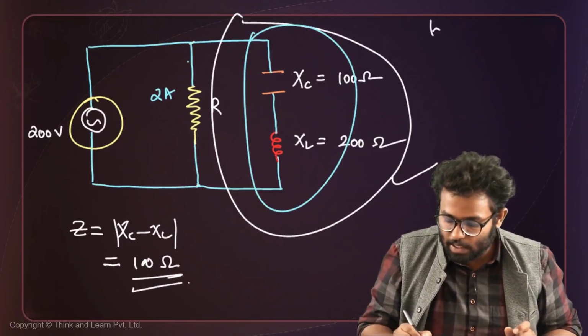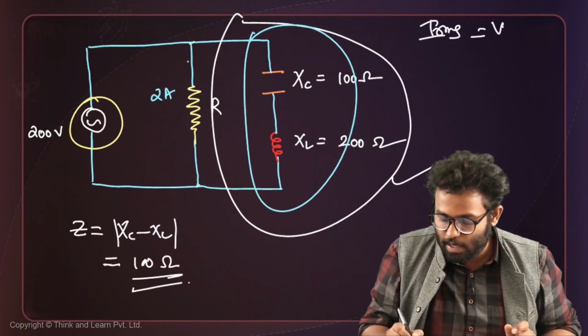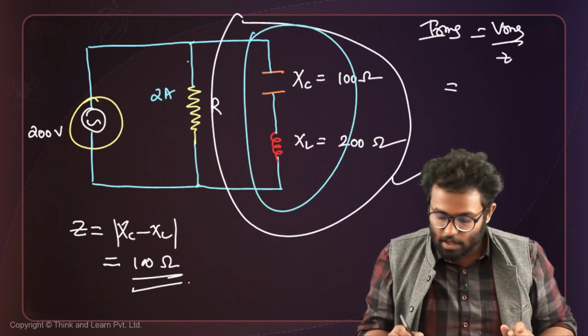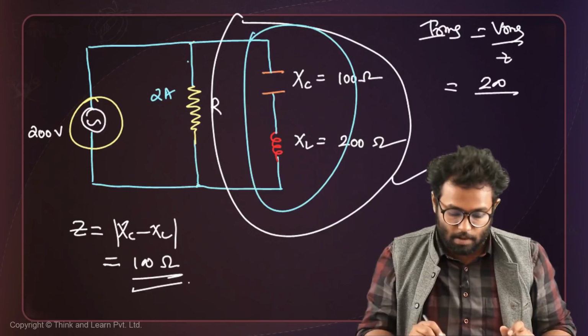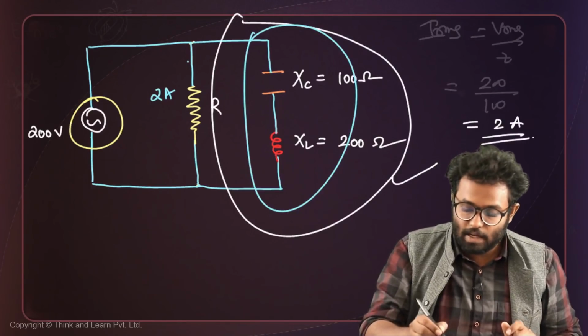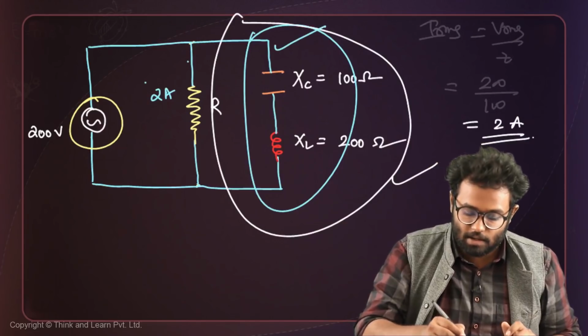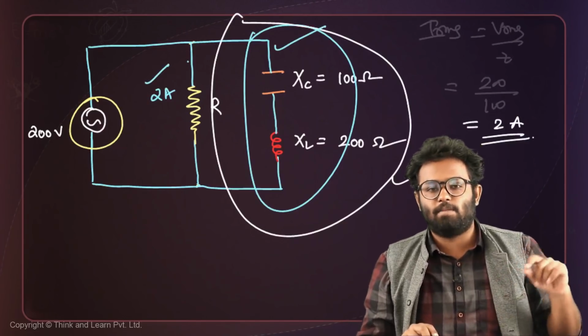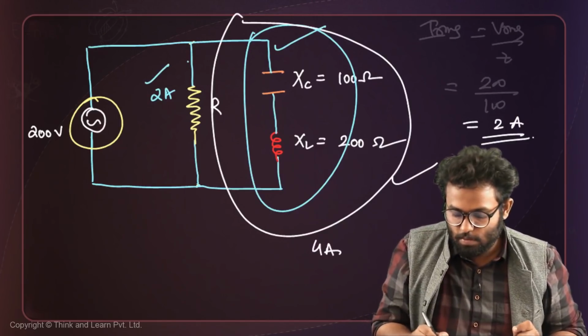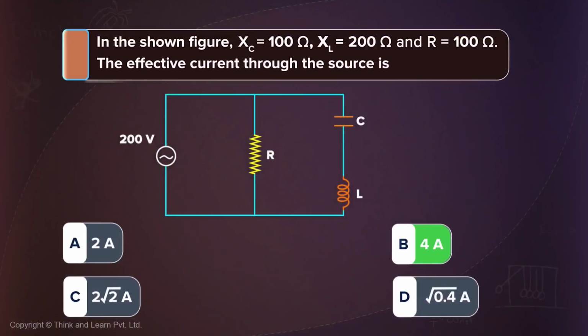So the RMS current in that branch will be V_RMS by the impedance of that branch. V_RMS is 200, impedance of that branch we found to be 100, so again it is equal to 2 amperes. The RMS current in this branch is 2 amperes, the RMS current in the other branch is 2 amperes, so the net RMS current would be just 4 amperes, 2 plus 2. And option B is your right option, except that it is not.